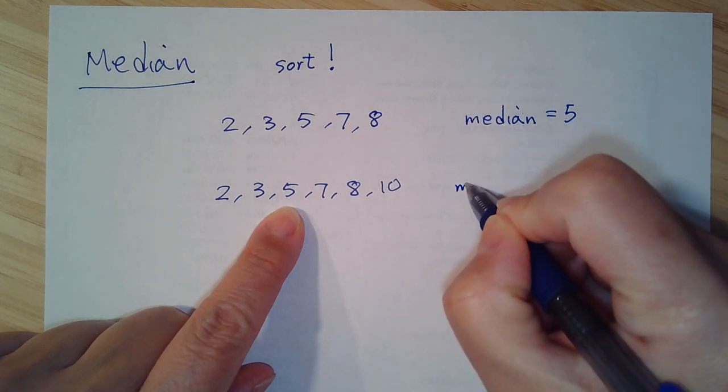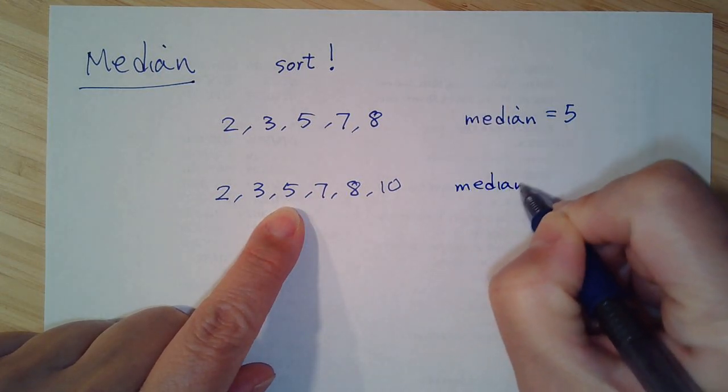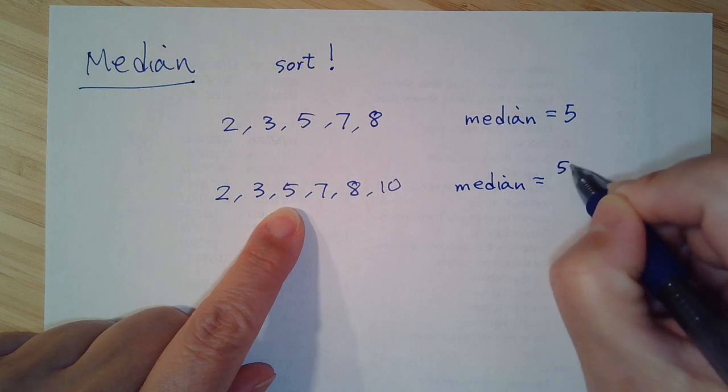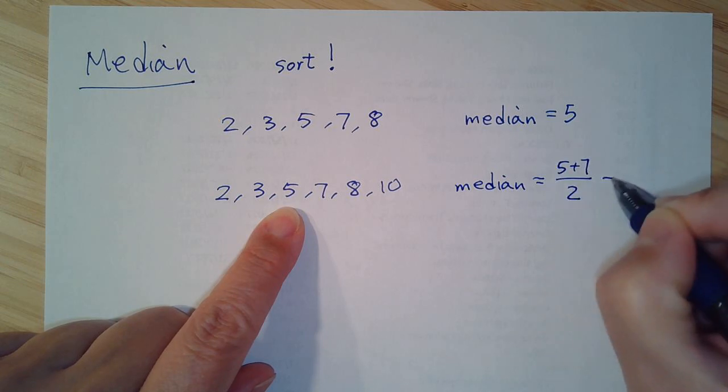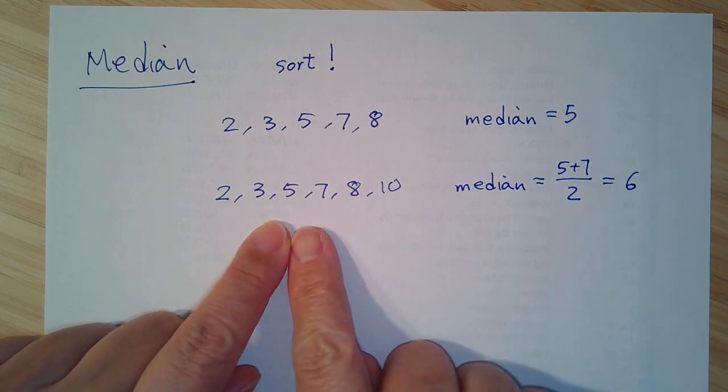So in this case, your median will be 5 plus 7 over 2. So the median is 6 for this data set.